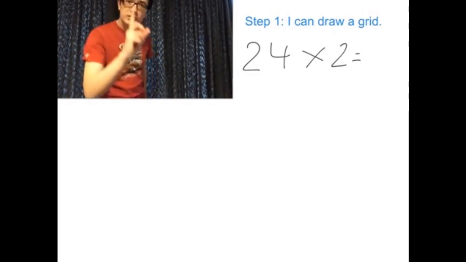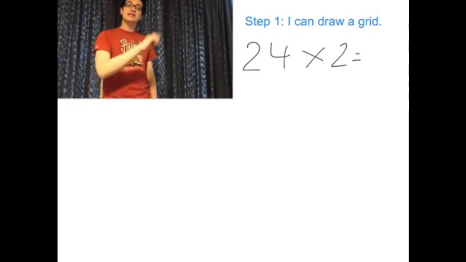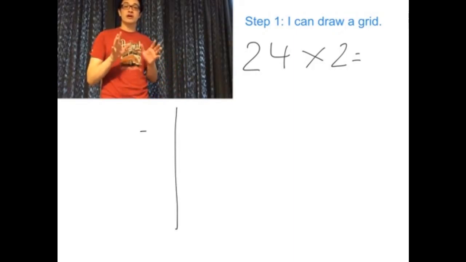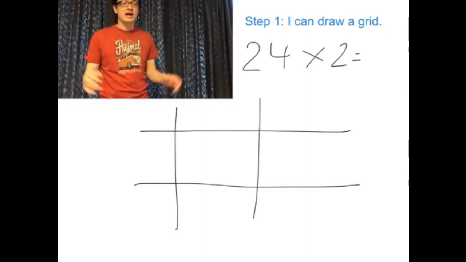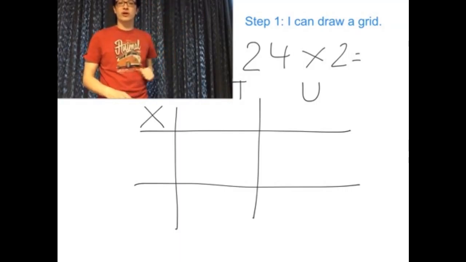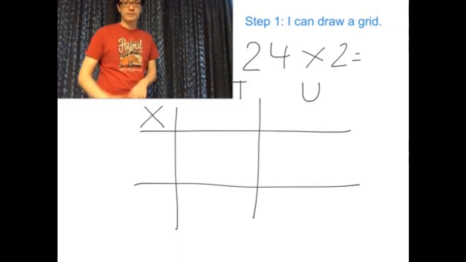Okay, so step 1, I can draw a grid. Now this is a nice simple step, and as you can see, all I'm doing is drawing a grid, or what we might call a hashtag. And very simply, we're putting an X in the top left corner, and that's just to remind us that we're multiplying two different numbers.